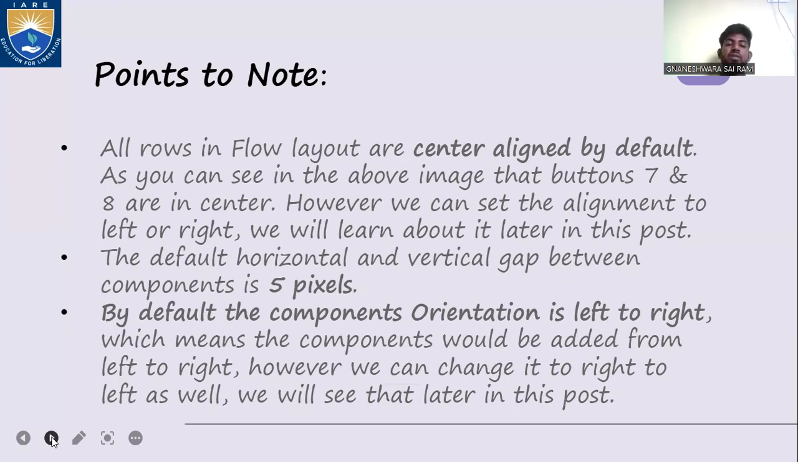The default horizontal and vertical gap between the components is 5 pixels. By default, the component orientation is left to right, which means the components would be added from left to right. However, we can change it to right to left as well. We will see that later in this post.